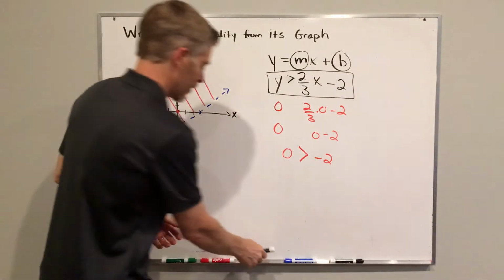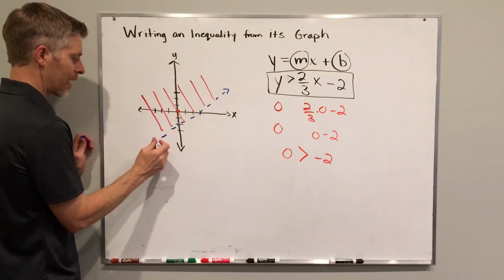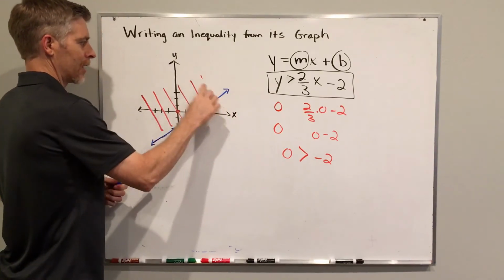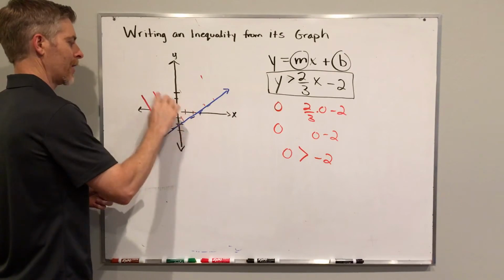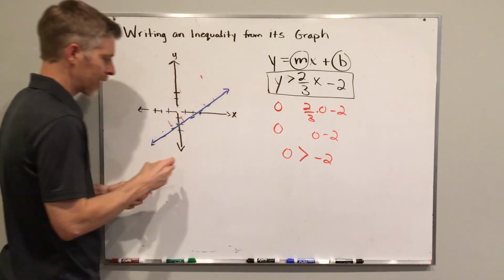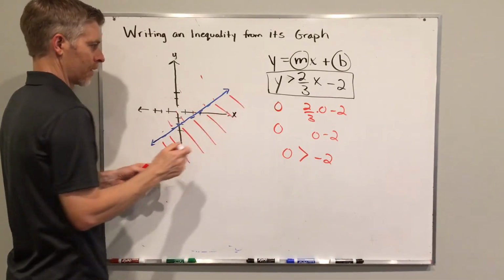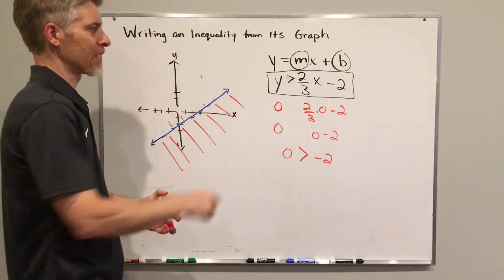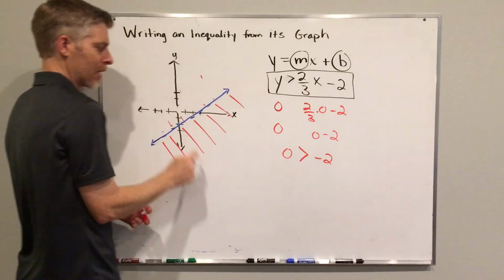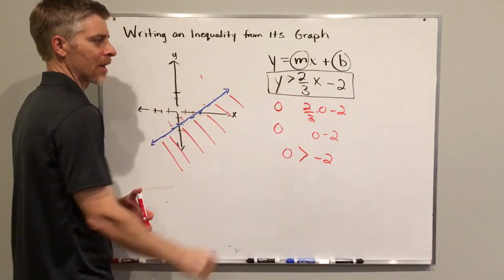All right. What if it was the same problem, but the line was solid and it was shaded the other direction? Same problem, but a solid line shaded this direction. Okay. I go through the same steps. I need y equals mx plus b. The y-intercept is -2. The slope is still up 2 over 3. All of that's the same.